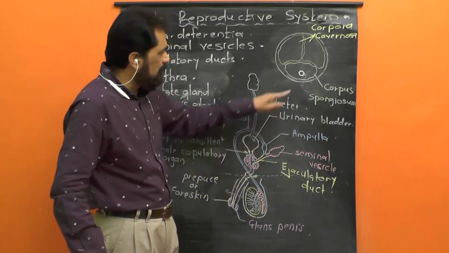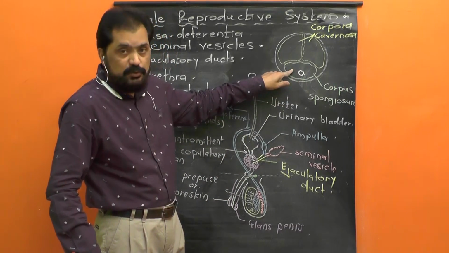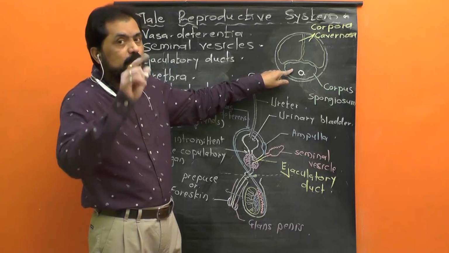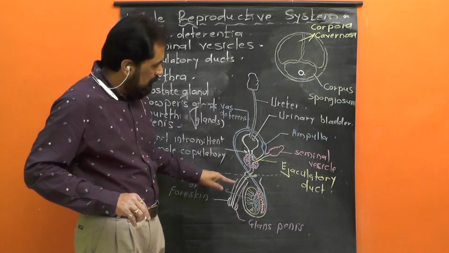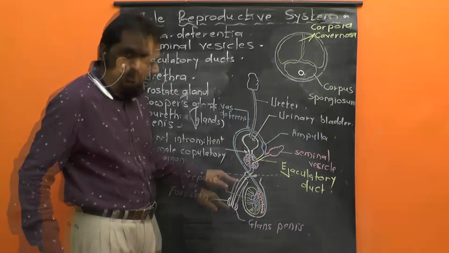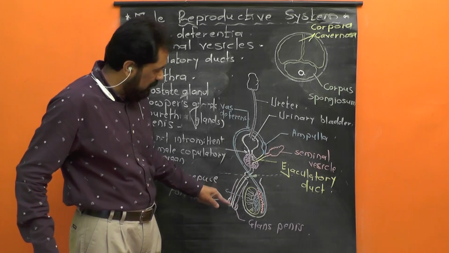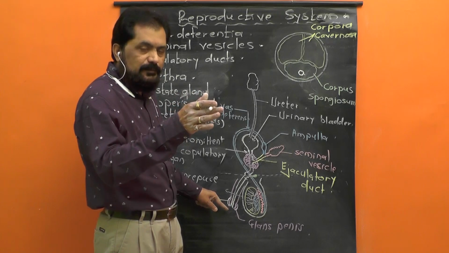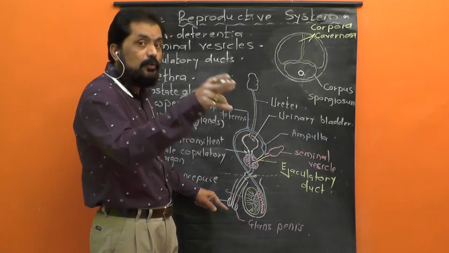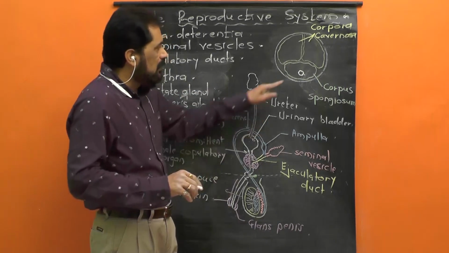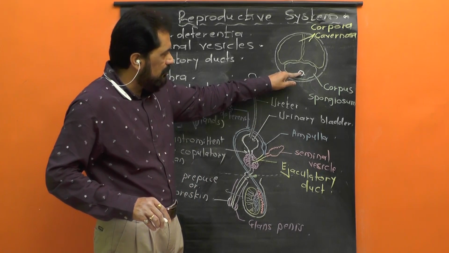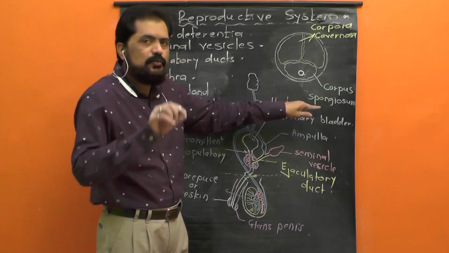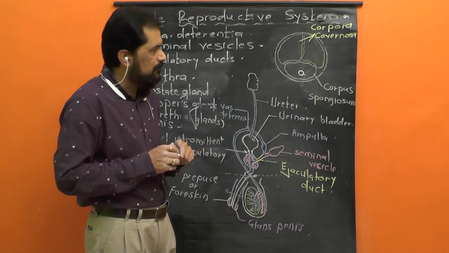The urethra passes through the corpus spongiosum, and that's why I told you a few minutes before about the penile urethra, the part of the urethra passing through the penis, which we call the penile urethra or spongy urethra, because this part of the urethra passes through the corpus spongiosum.